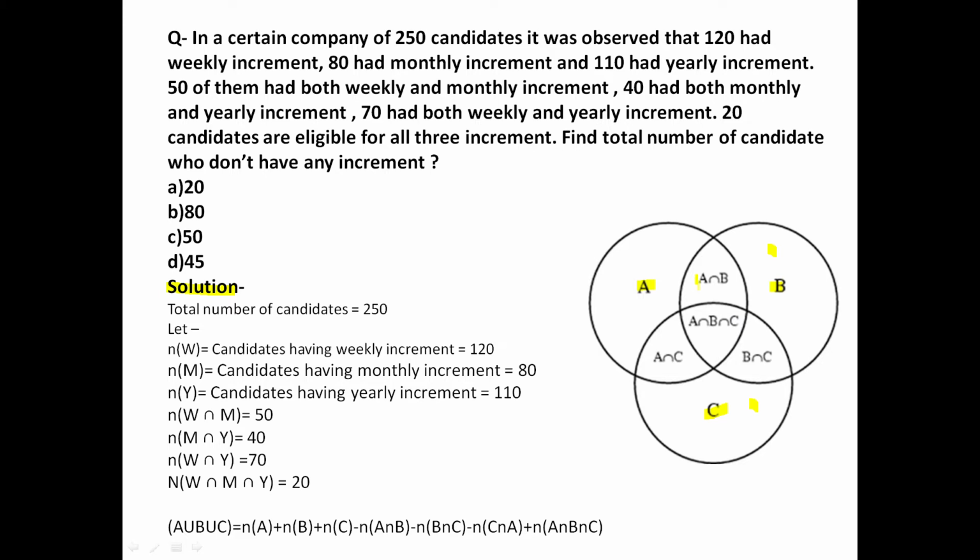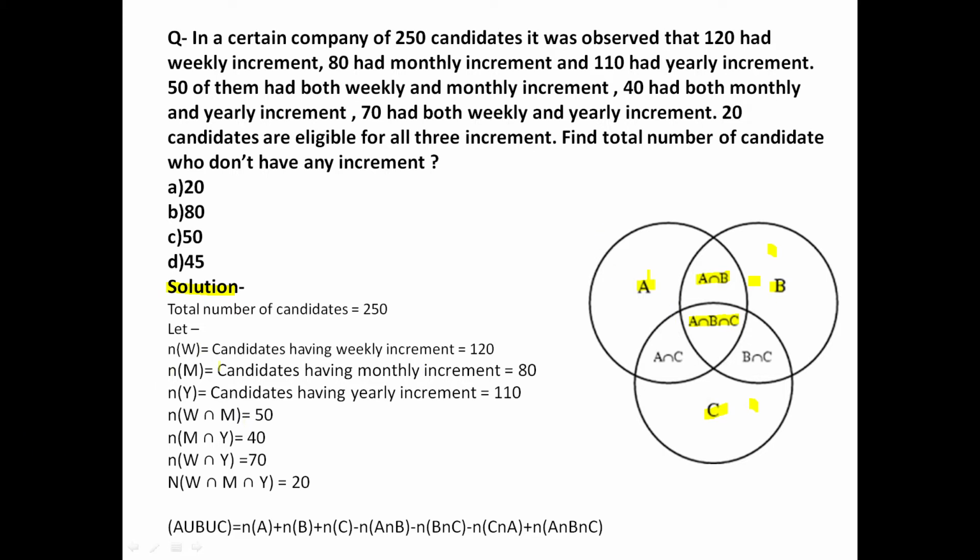So what is this A intersection B? A intersection B is all the points which are in A and in B, which are in both, that comes under A intersection B. Similarly for B intersection C and A intersection C. And what is this A intersection B intersection C? These are the points which are in set A as well as set B and as well as set C. So I hope I am clear with this diagram.